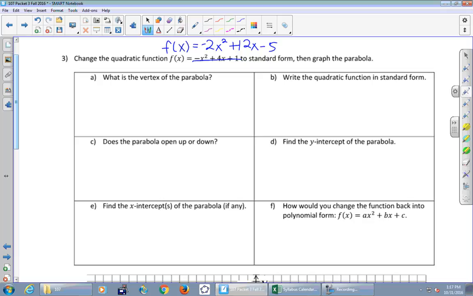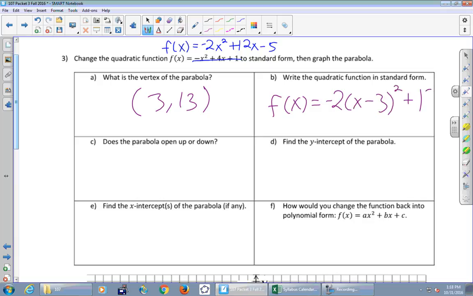Okay, so we'll go ahead and copy our stuff from the previous page. The vertex we found already is 3, 13. Standard form was the last thing we wrote: negative 2 times x minus 3 squared plus 13. I'm changing this problem just because we've already done all the work. I just made one up. So we'll do the one we made up instead of this one on the page.